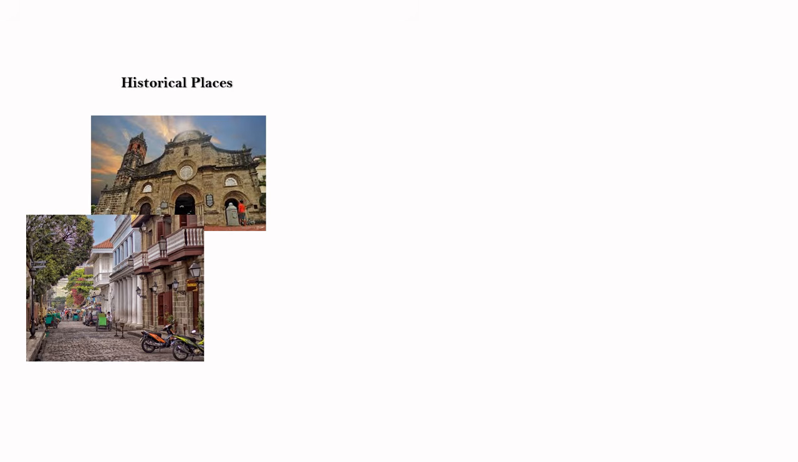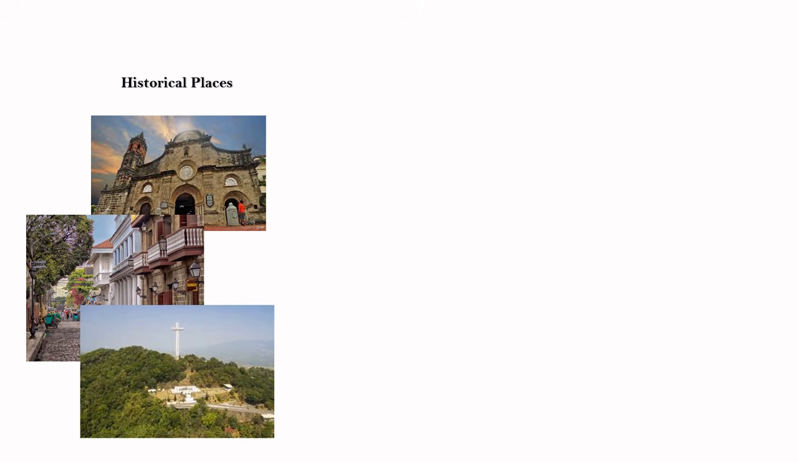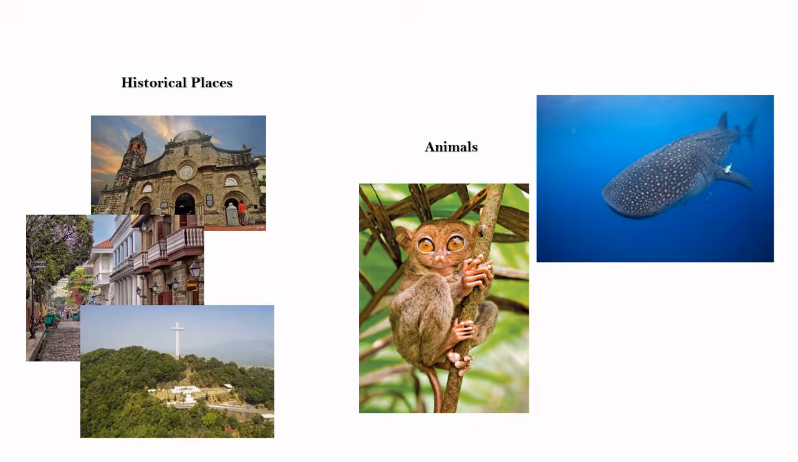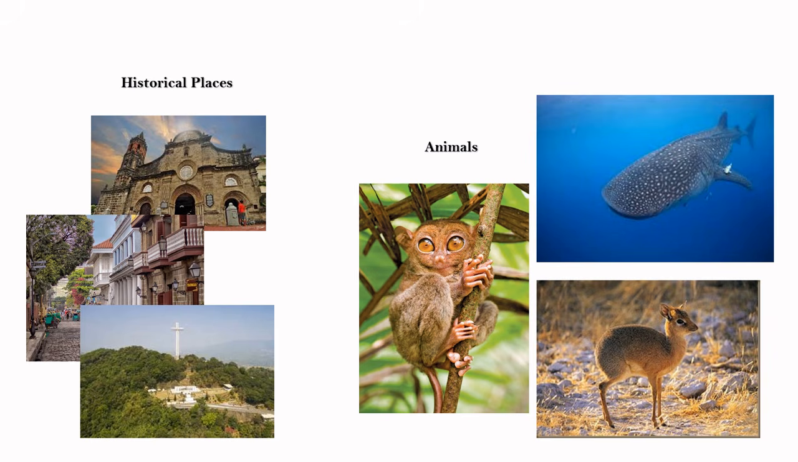Or about those historical places that we know like Barasoain Church, Intramuros, Mount Samat in Bataan, and others. You may also think of local animals like Bohol's tarsier, Oslob's butanding, or the Visayan spotted deer. There are a lot you can choose from.